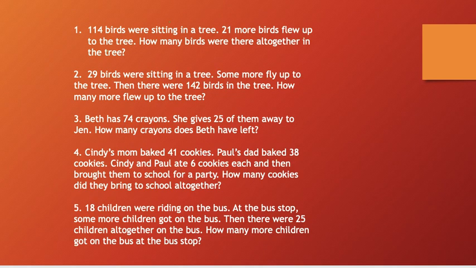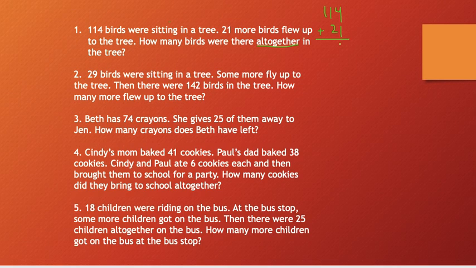All right, let's start off with number 1. This says 114 birds were sitting in a tree. 21 more birds flew up to the tree. How many birds were there altogether? Altogether is a keyword for addition. So we have 114 plus 21. So we have to add here. So we're just going to add up our numbers.